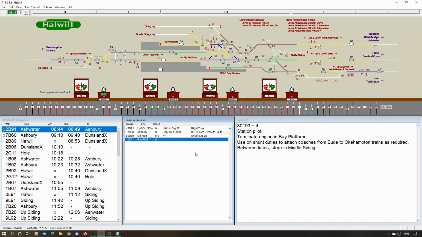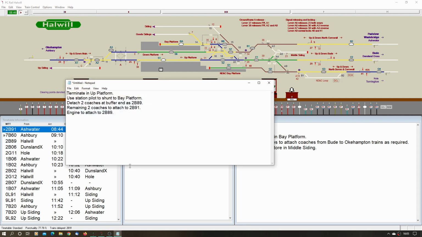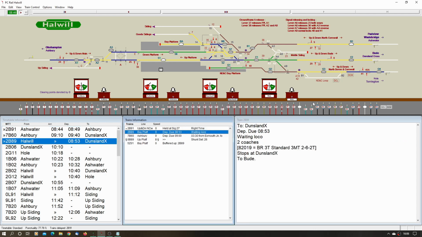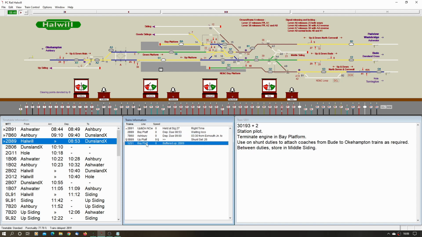Right, so now let's have a look at his notes again. Detach 2 coaches off buffer end as 2B89. So let's do that now. Couple, what's here? Rear. Oh, it's the front if you remember, because it's the opposite way round. 2 coaches, 2B89. So 2 Bravo 89. There. So then the front ones can actually come out. I can't do it yet because we need this train in the platform.